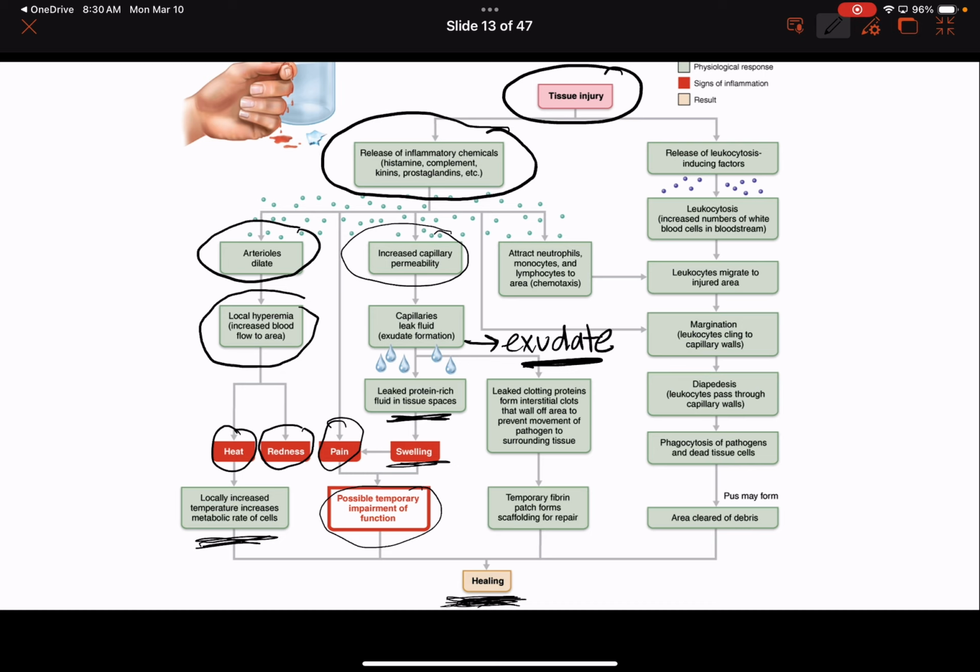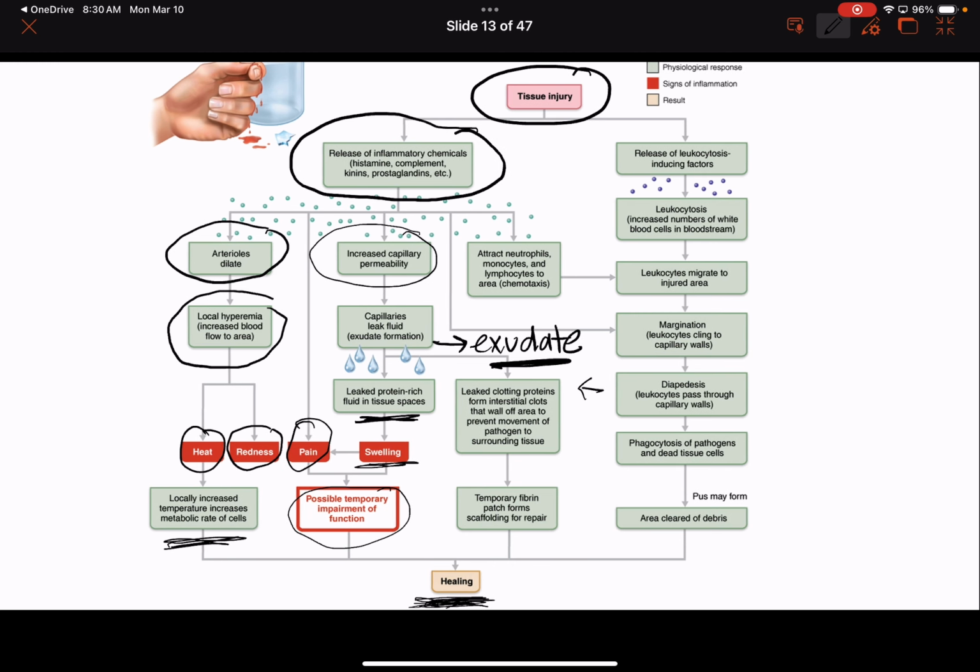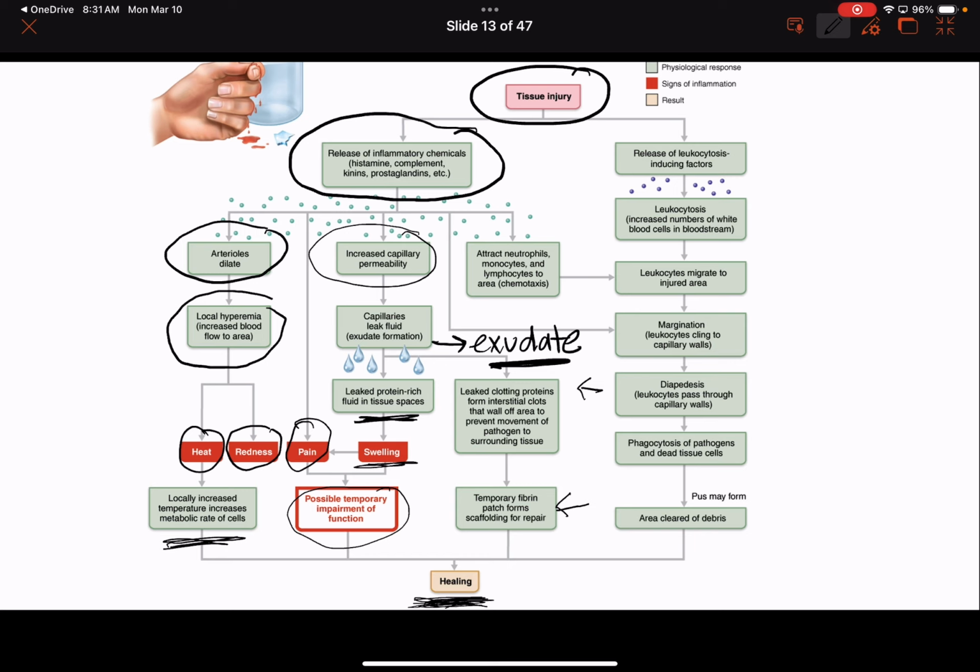Part of what's going to be released with that exudate is going to be clotting proteins, which is going to help with creating a clot and a scab in order to heal that tissue. Okay, so one of the big things to know is that all these things that are happening are all very, very necessary for the tissue to eventually heal from that injury.